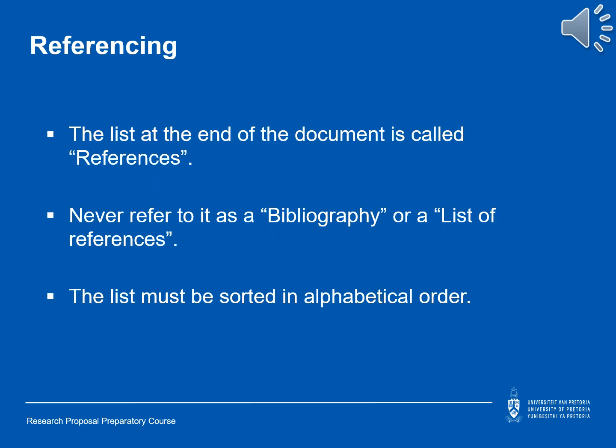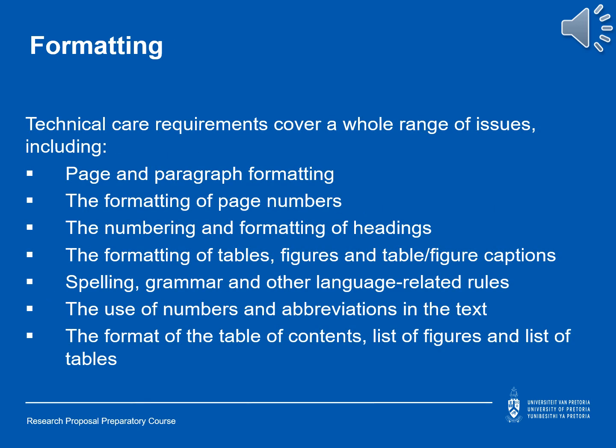The list at the end of the document is called references. Never refer to it as a bibliography or a list of references. This is to ensure that Turnitin notices it as a reference list and does not see it as being plagiarized from other sources. Even though one does a thorough check of a document before submitting it, it is useful to take note of the important formatting aspects of academic writing. If you apply these principles consistently, you significantly reduce the effort you have to spend later to perfect the document.